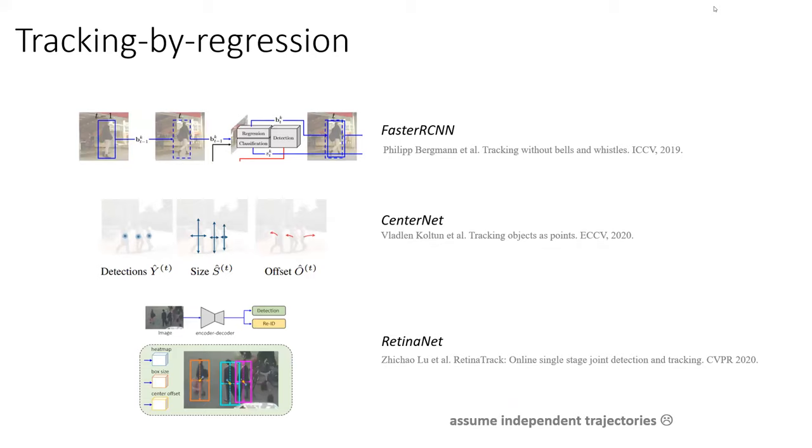So, a brief overview of modern tracking by regression methods. As I said, it's really simple. You take your favorite object detector, you take the regression head of this detector, and you refine objects' positions into new positions in the next frame with this regression head to obtain the trajectory. And as I said, all of these methods assume independent trajectories.